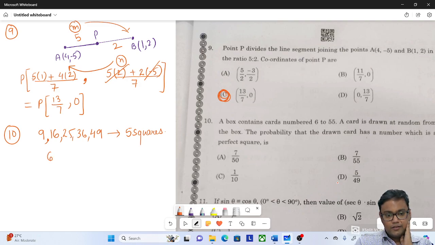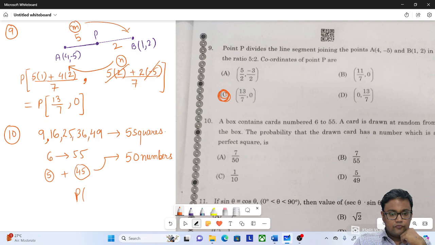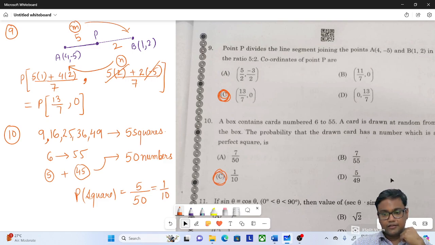And how many numbers are there from 6 to 55? From 6 to 10 there are 5 numbers, and from 11 to 55 there are 45 numbers. So you add them to get the sum total 50 numbers. So the probability of getting a square is favorable cases, squares you want, upon total number of numbers, that is 1 by 10. So this is the right answer.